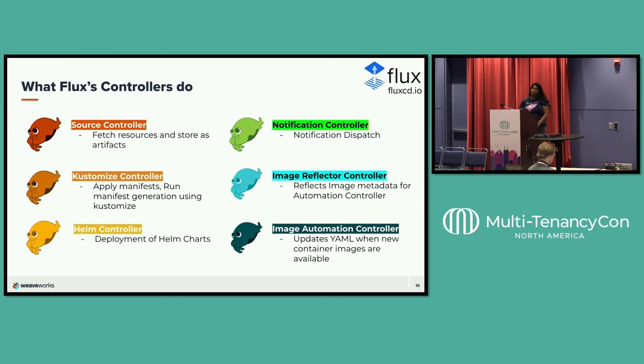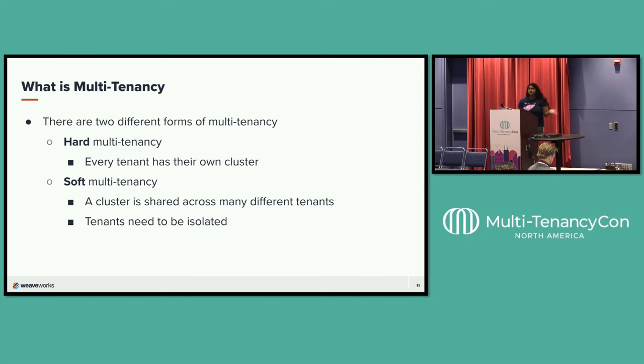And then the image controllers work together to update a Git repository when a new container image is available. So the image reflector controller scans image repositories and reflects the image metadata into Kubernetes resources. And then the image automation controller updates YAML files based on the latest images scanned and commits the changes to a given Git repository. Okay, so now let's talk about multi-tenancy.